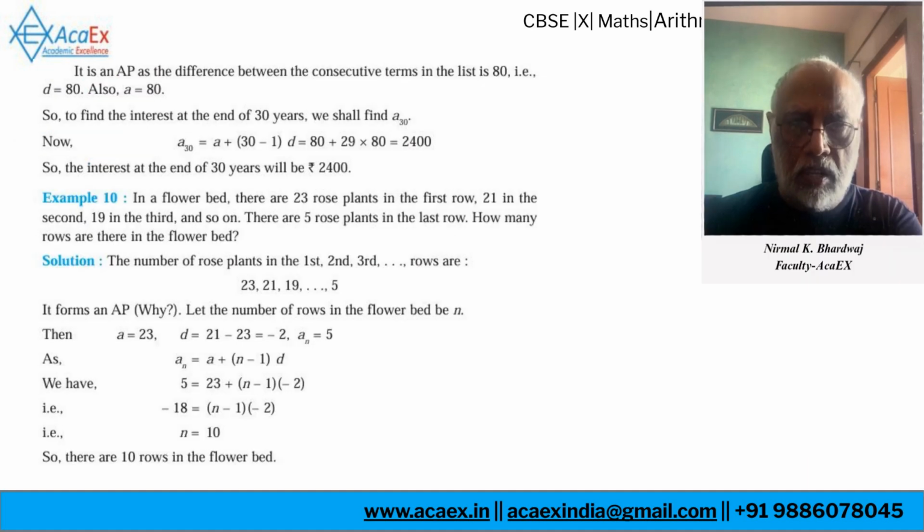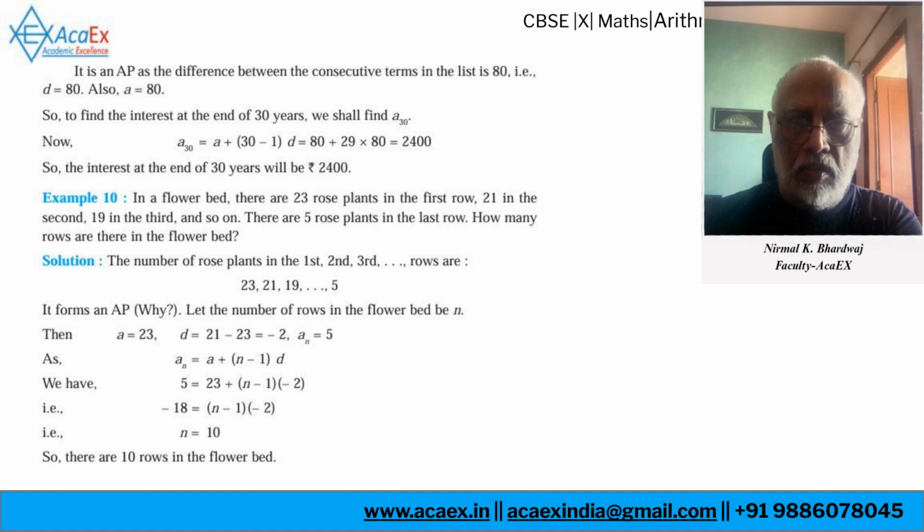Continuing example 9. The list of interests forms an AP because the difference between consecutive terms is always 80. To find the interest at the end of 30 years, we find the 30th term of this AP. The 30th term is 80 plus (30 minus 1) times 80, which equals 2400 rupees.